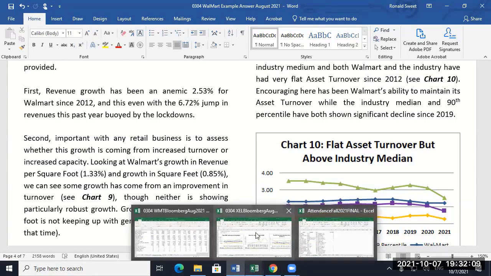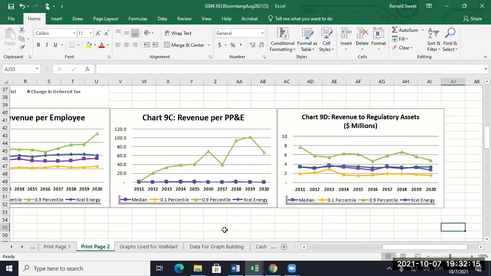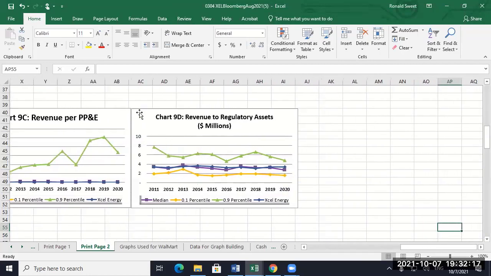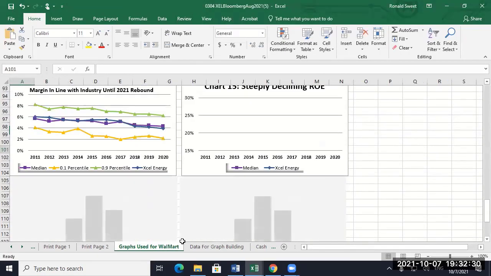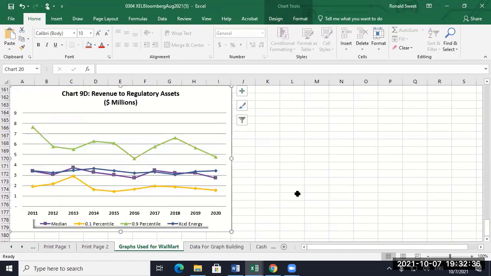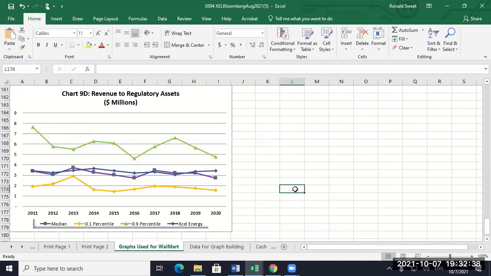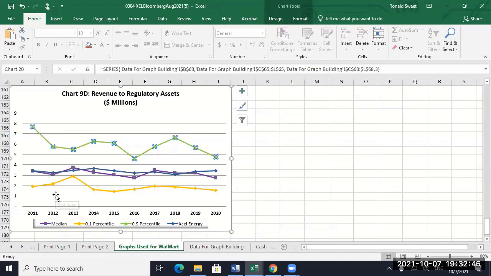And just to show you, Javier was asking me, we're talking about the utility sector. So in the utility sector, revenue per regulatory asset is the key ratio they use. So if you look at this ratio, first of all, how would you edit this ratio? Do we need the 90th percentile? You might be able to take that out.